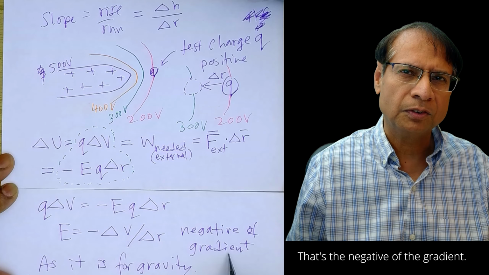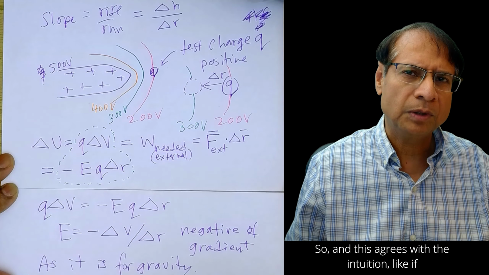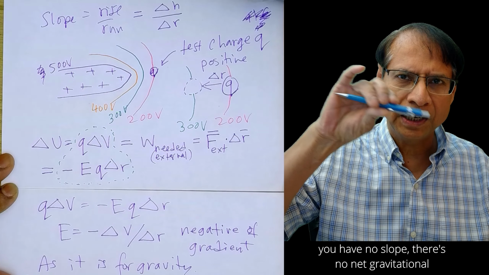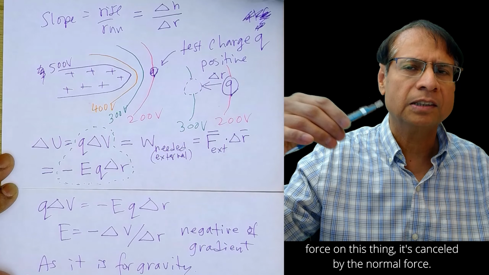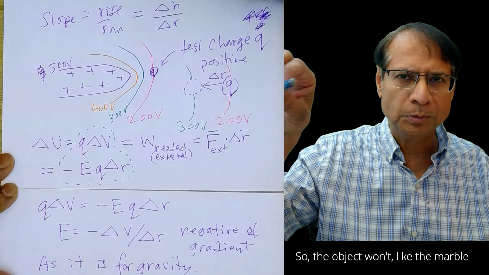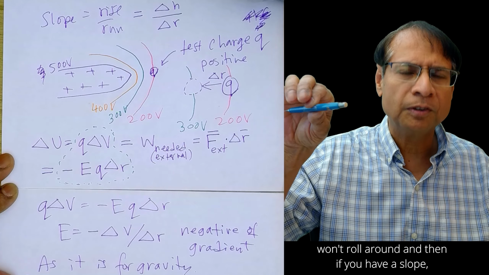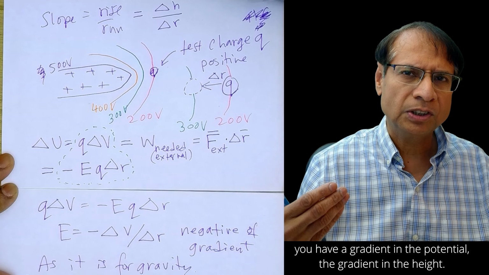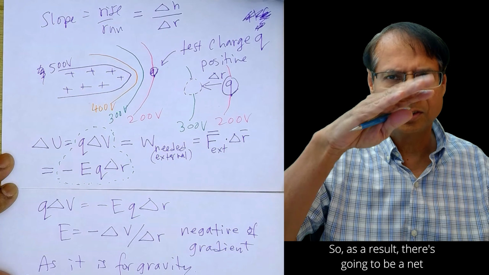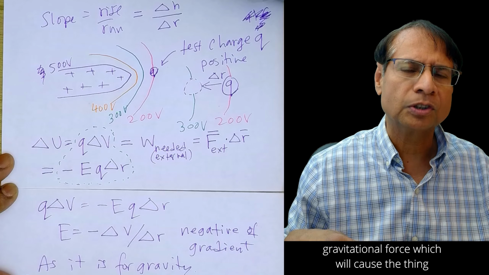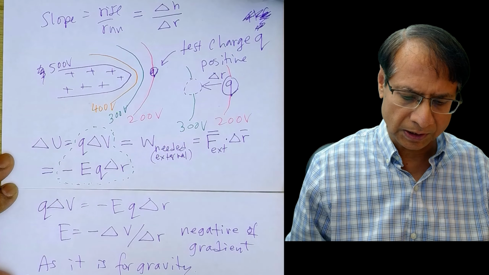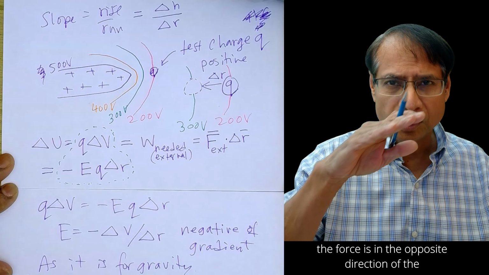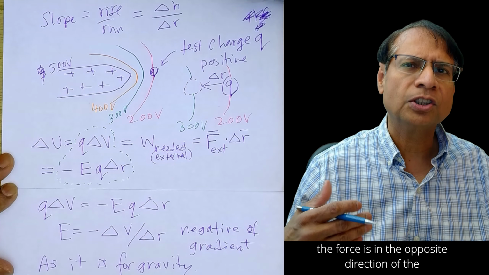That's the negative of the gradient. And this agrees with our intuition. If you have no slope, there's no net gravitational force on this thing, it's cancelled by the normal force. So the marble won't roll around. And if you have a slope, you have a gradient in the potential, the gradient in the height. As a result, there's going to be a net gravitational force, which will cause the thing to roll downwards, basically. The negative sign reflects the fact that the force is in the opposite direction of the gradient.